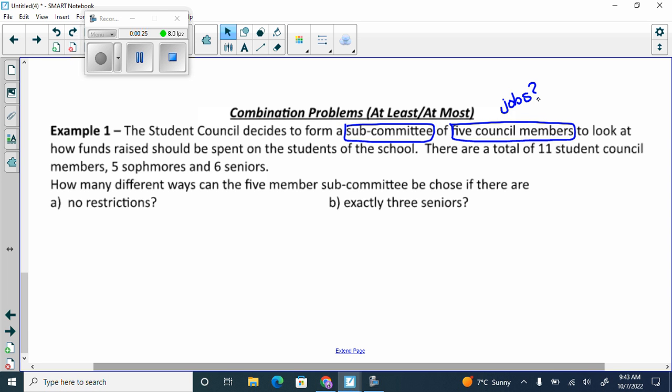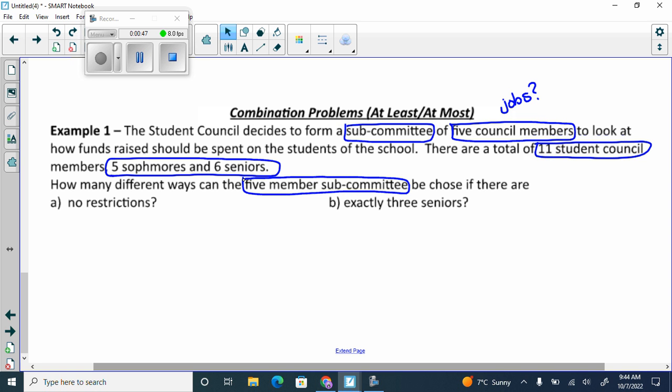To look at how funds raised should be spent on the students of the school, there are a total of 11 council members, and of them, 5 are sophomores and 6 are seniors. How many different ways can a 5-member subcommittee be chosen? If there are no restrictions, have I come across jobs yet? Is there any jobs being spoken here? No. So what is this? Combination. A combination.